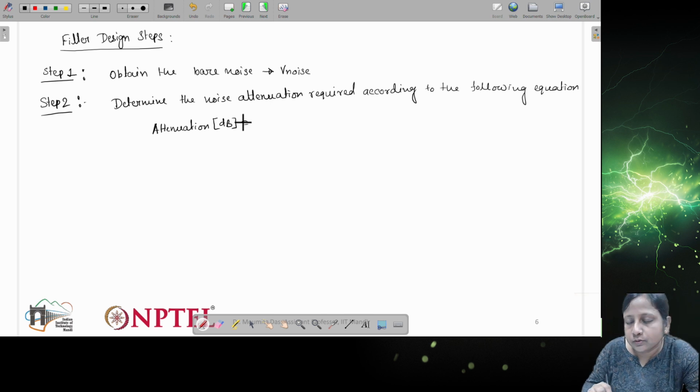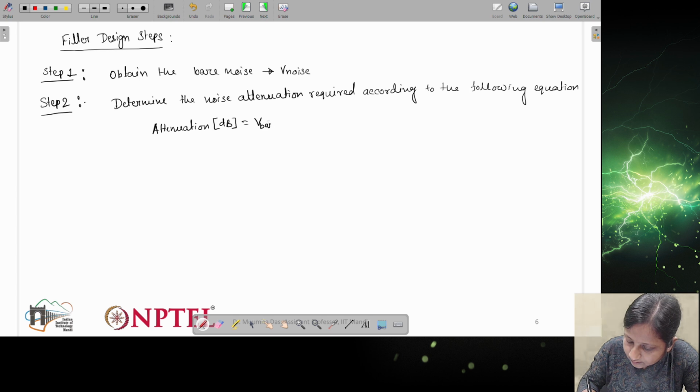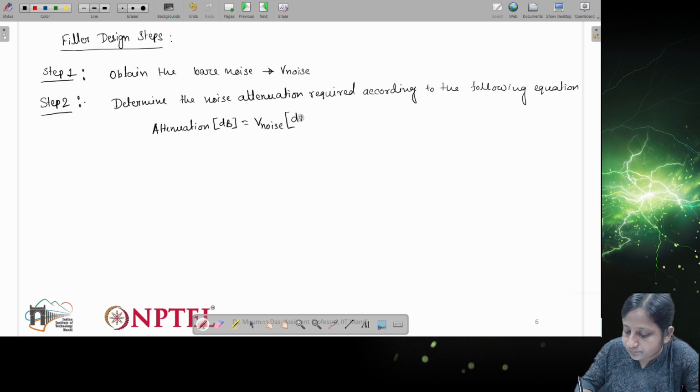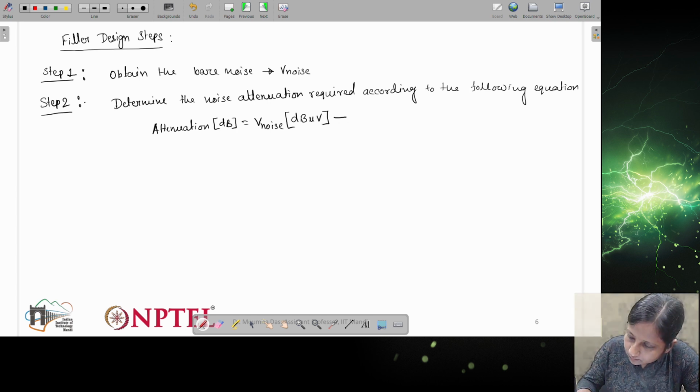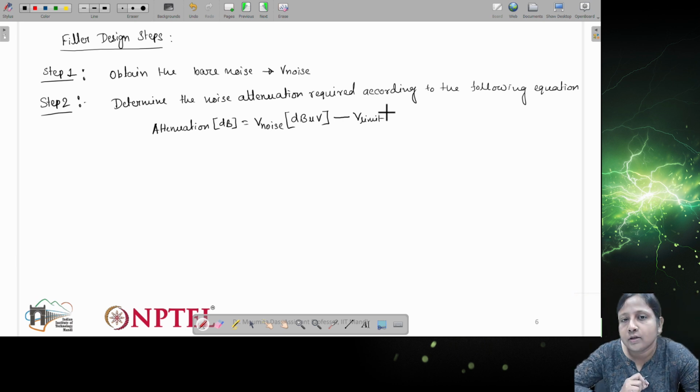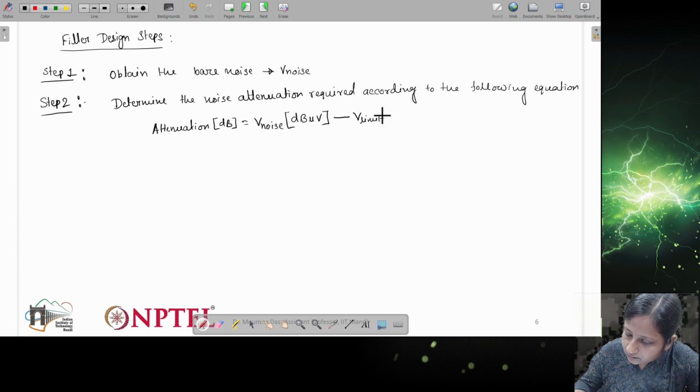which will be equal to the difference. So V bare noise, like this bare noise or V noise, I can just represent it. I have shown the noise, so it will be easier to connect. V noise in dB microvolt. This is without connecting the filter. Now the standard, what is the limit, is provided as per the standard: CISPR class 1, class 2, class 3, class 4, class 5. These standards I have discussed. Use any of the standards which you want to consider for your design. You can take class 1 or class 5. Then this will also be in dB microvolt.